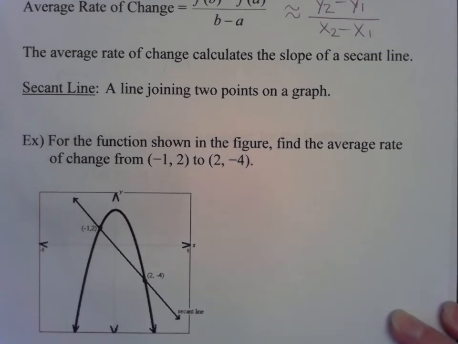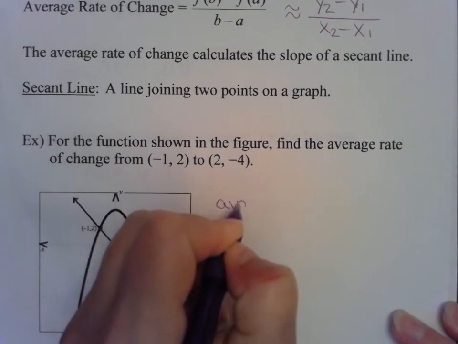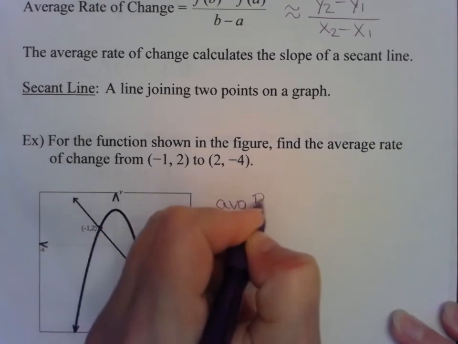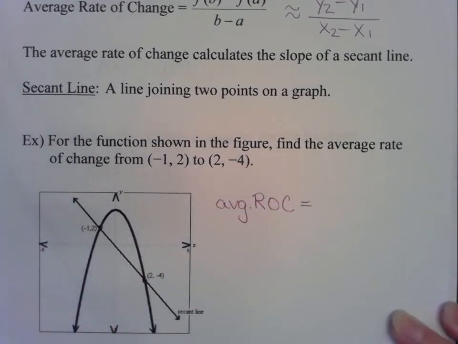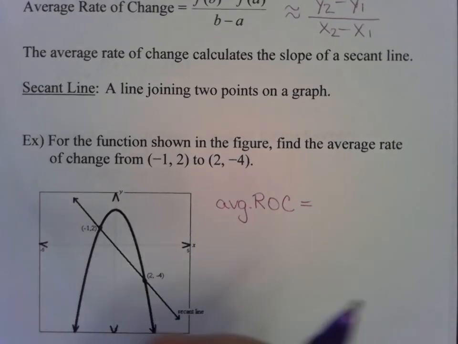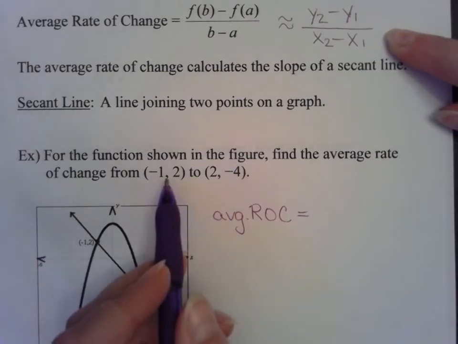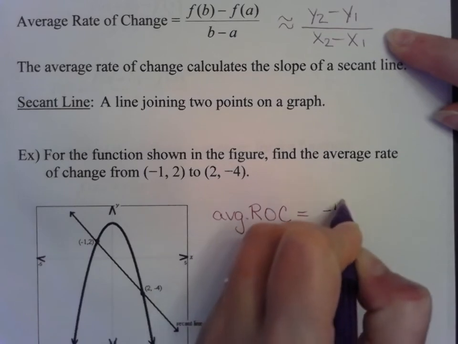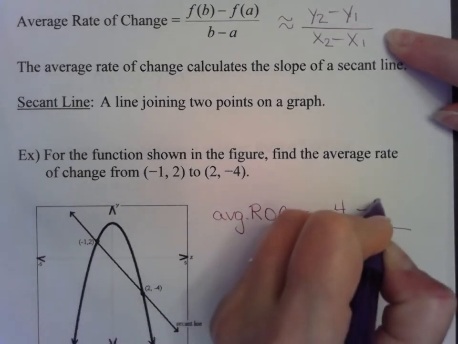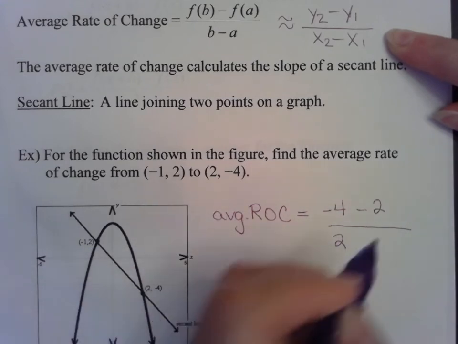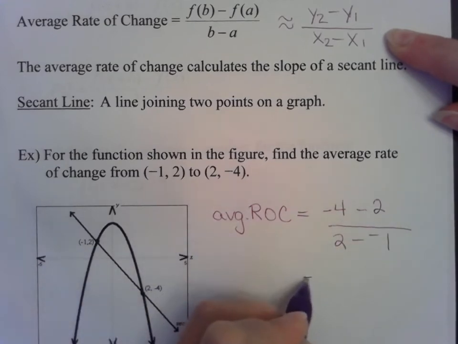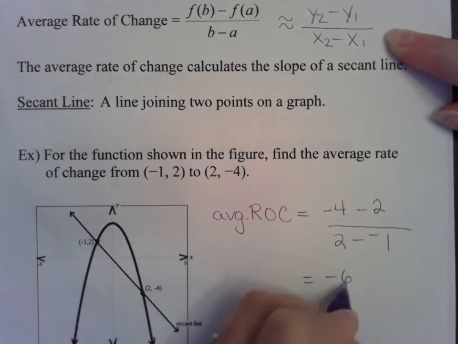We've found the slope of many lines already. So the skill here is really not any different than that. I'm going to abbreviate average rate of change so I don't have to write that out. Okay. So essentially I'm just going to use the slope formula. The y2 minus y1 over x2 minus x1. So in this case, I'll make this the second point and the first point. So I'll do -4 minus 2 over 2 minus -1. And that's going to give me -6 over +3.